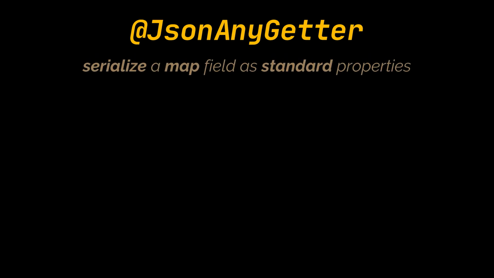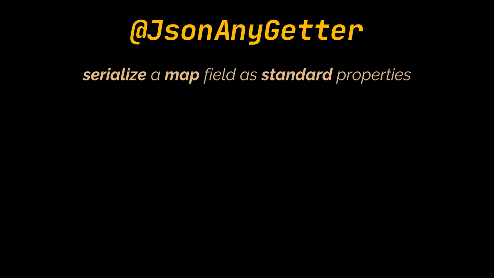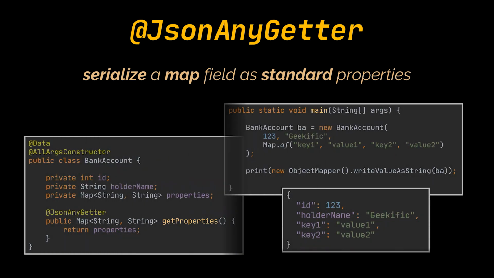Let's first take a look at the serialization annotations and start with the @JsonAnyGetter annotation. This one allows you to serialize a map field as standard properties. For example, take this bank account class and object. When we serialize an instance of this entity, we get all the key values in the map as standard plain properties, as you can see in front of you.